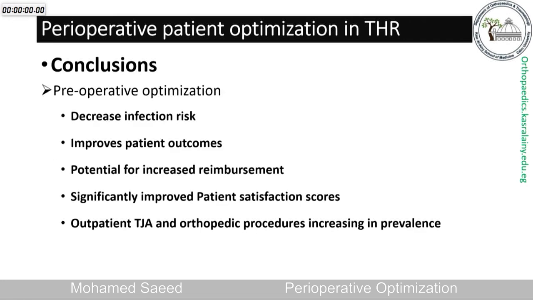What's our conclusion? Preoperative optimization decreases risk of infection and improves patient outcome, with potential for increased reimbursement or reinvestment by the insurance companies, and significant improvement in patient satisfaction scores. Outpatient total joint arthroplasty and orthopedic procedures are increasing in prevalence after this implementation.